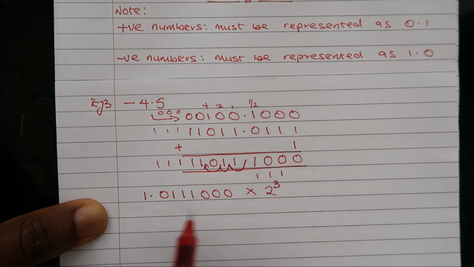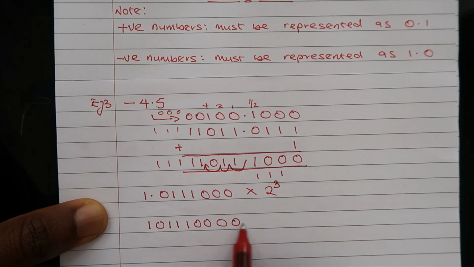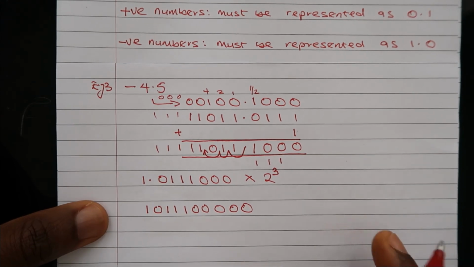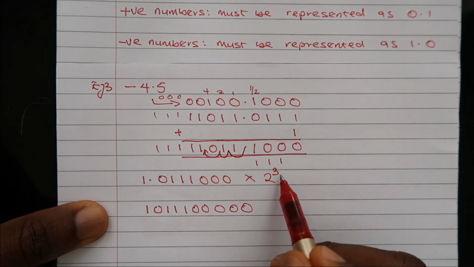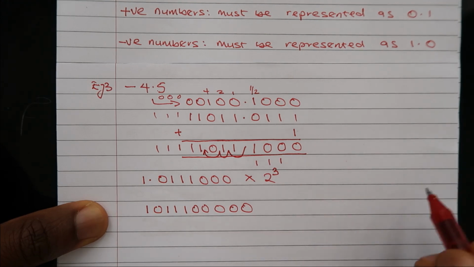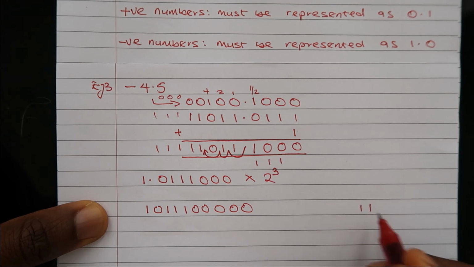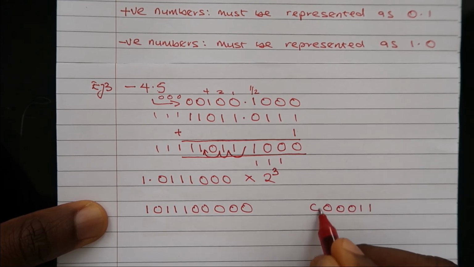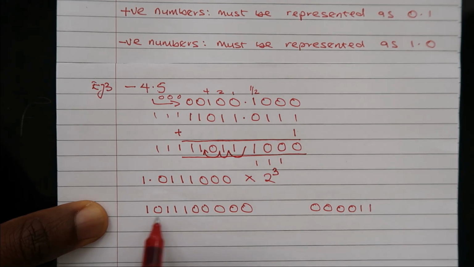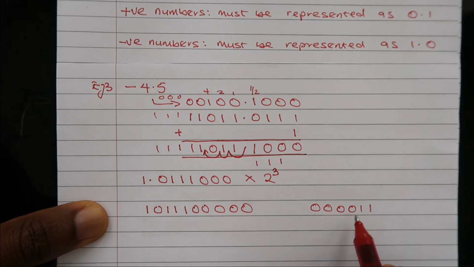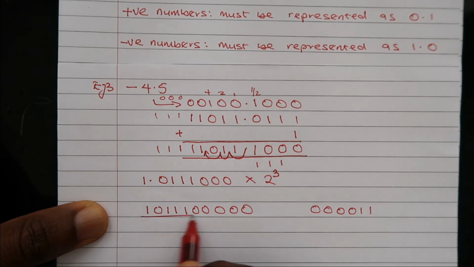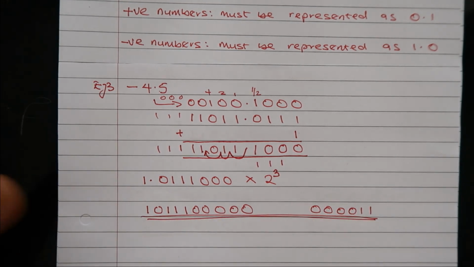So writing my answer now, in 10-bit mantissa, I would have 1, 0, 1, 1, 1, 0, 0, 0. That's 1, 2, 3, 4, 5, 6, 7, 8, 9, 10. And as a 6-bit exponent, my exponent is 3. And 3 in binary is 1, 1. Because it's 6-bit, I'll just add 4 zeros there. So this is our answer in 10-bit mantissa and 6-bit exponent. Okay.